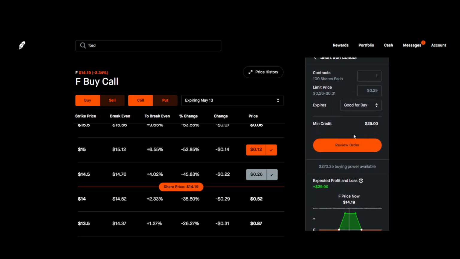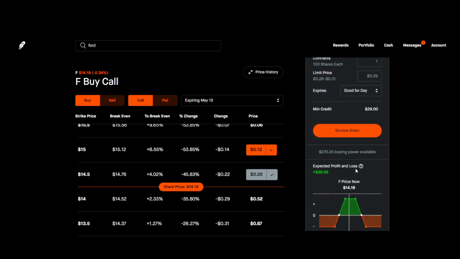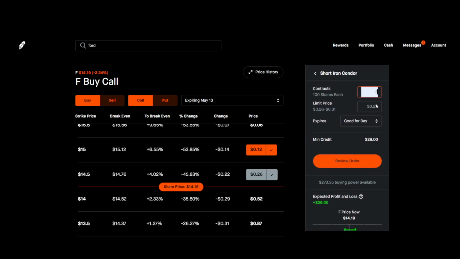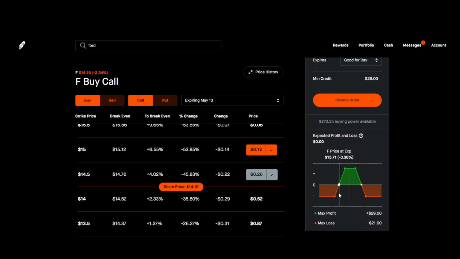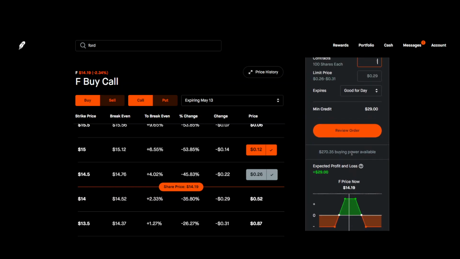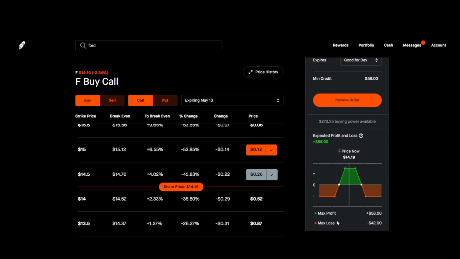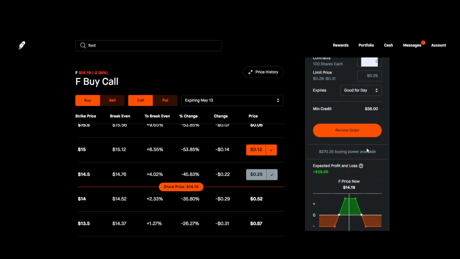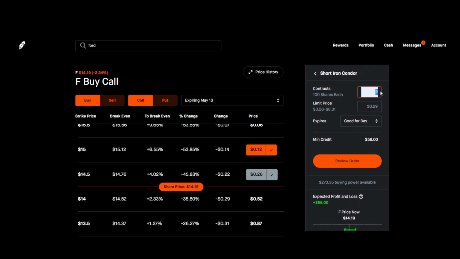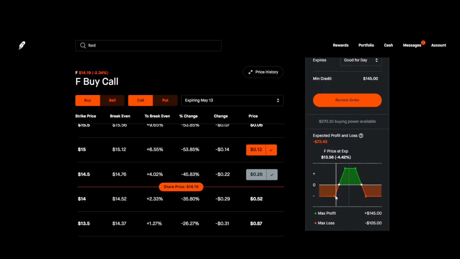So come to continue. You see that all this is working off of one contract. So the number of times that you increase the contract is actually a multiplier for your max profit and your max loss. So for example, if we switch this to 2 contracts, now everything doubles. Your max profit doubles and your max loss doubles because it was that times 2. If we switch this to 5, you see everything went times 5. So now your max profit is 145 and your max loss is 105.